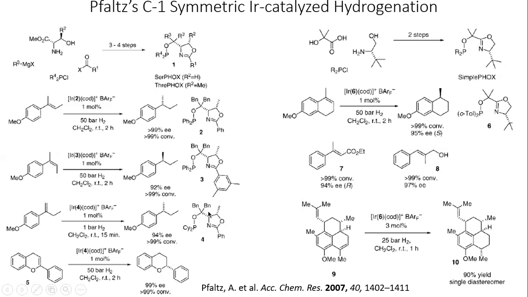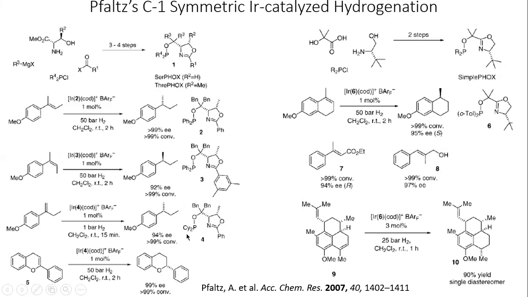Actually, I apologize. It's a different ligand, because this is just a benzene ring, and then this is almost like an acetylene ring. So the enantiomer selectivity does change, and the conversion is greater than 99%. And then for a 1,1-disubstituted alkene like this one, you can see the hydrogenation here, 94% EE, greater than 99% conversion.